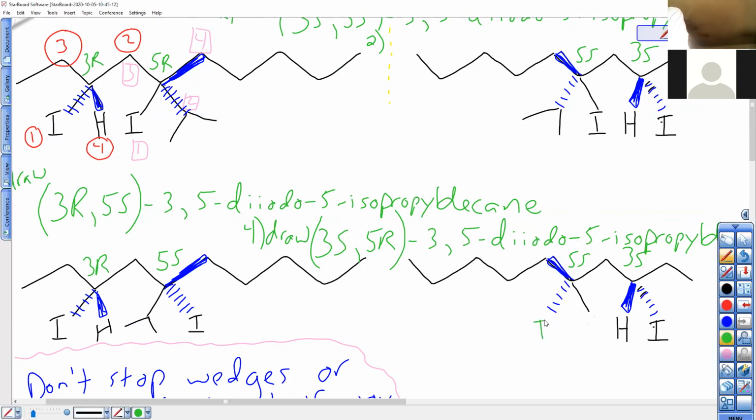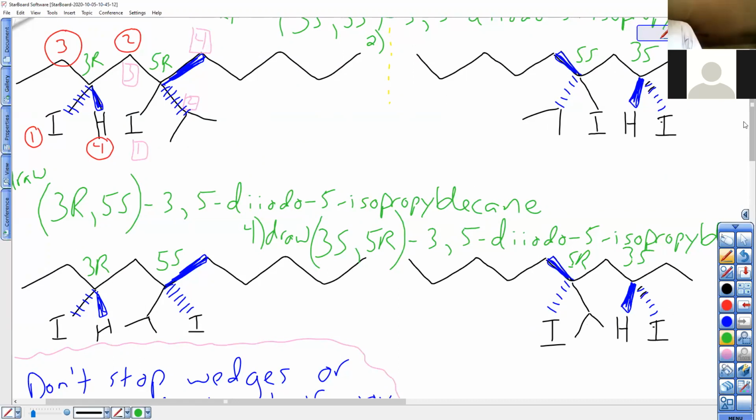I know my labels aren't right. I will fix them. The iodine is towards the mirror. The isopropyl is away. And these labels are both wrong. The mirror image of 5S is 5R. And the mirror image of 3R is 3S.